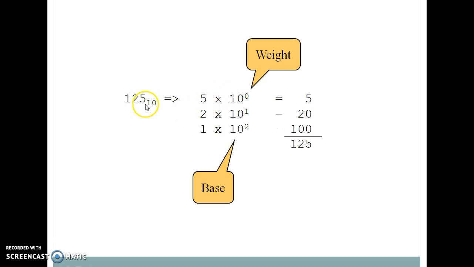It can be converted starting with the lowest digit, 5. It is multiplied by the base, 10 raised to power 0. This is called the weight. Then the next digit 2: 2 multiplied by 10 raised to power 1. The next digit is 1: 1 multiplied by 10 raised to power 2. The weight for 5 is 0, the weight for 2 is 1, the weight for 1 is 2, and so on if further digits are available. We do the calculations: 5, 20, 100, and then add these, and we get the answer 125.